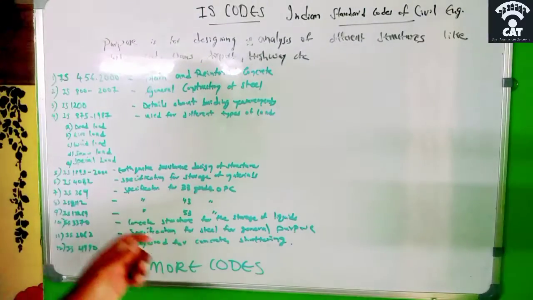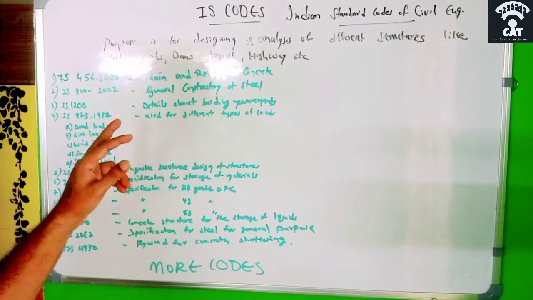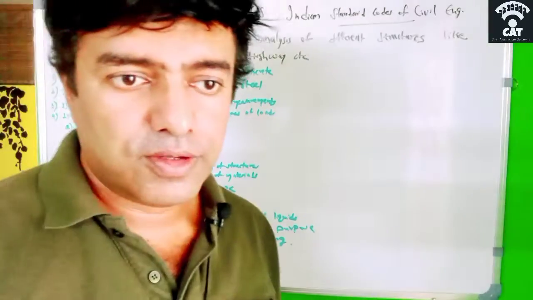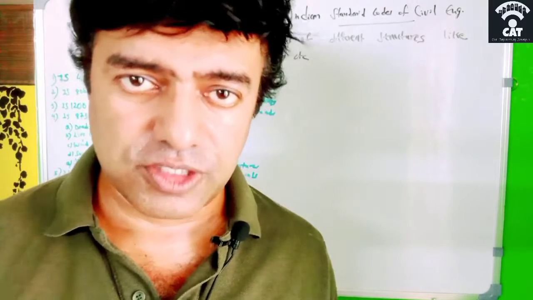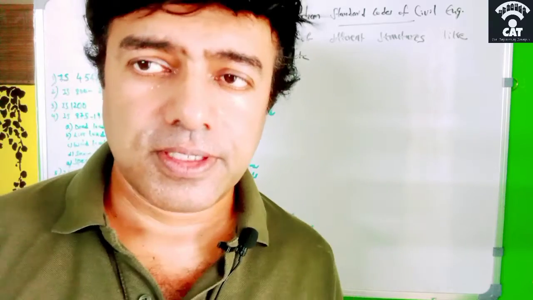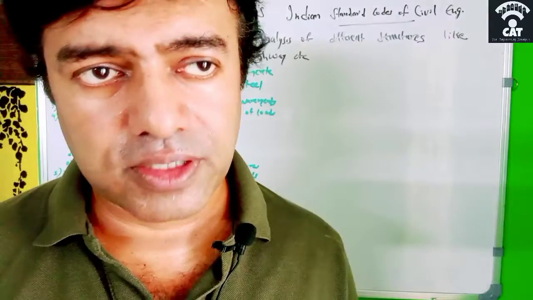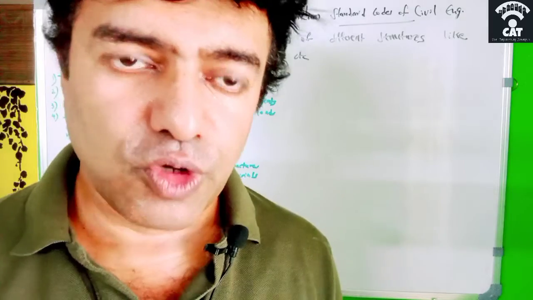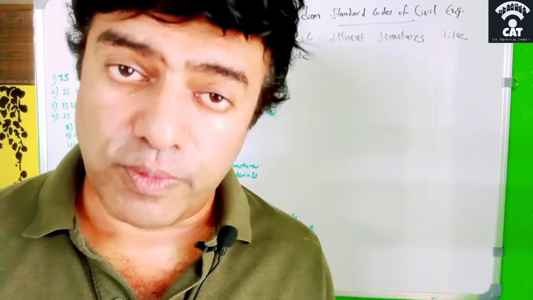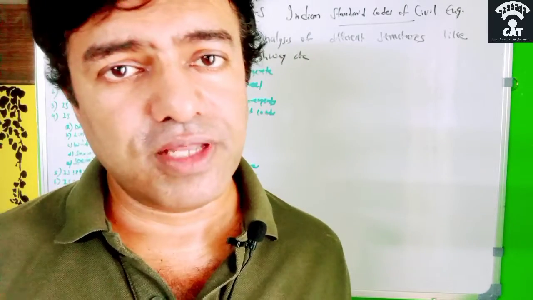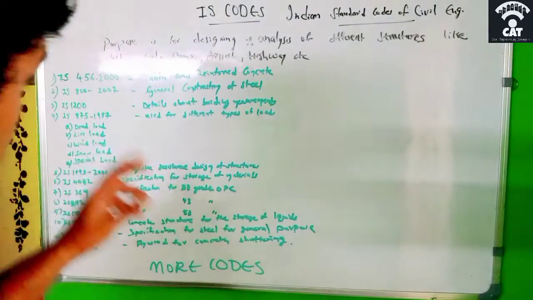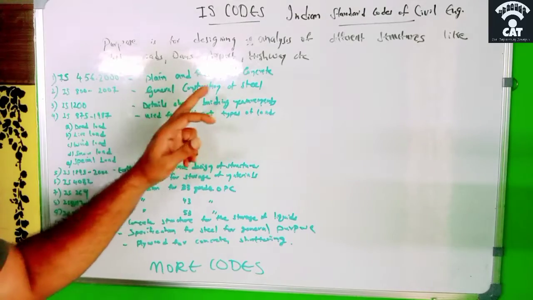The second one is IS 800-2007. It is general construction in steel. There are many civil structures that include steel structures too, not only bricks. So what specifications do we need to know before starting a steel building or analyzing a steel building? All of that comes in this code, IS 800-2007, general construction in steel.